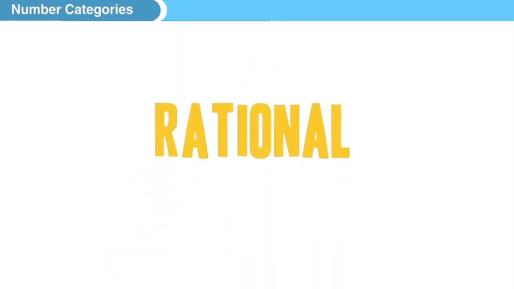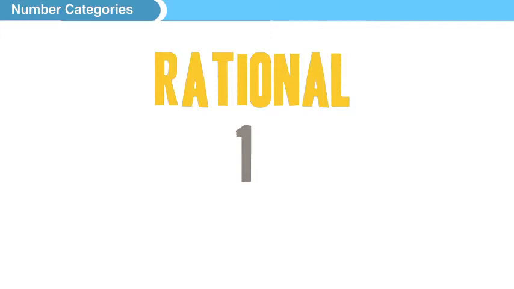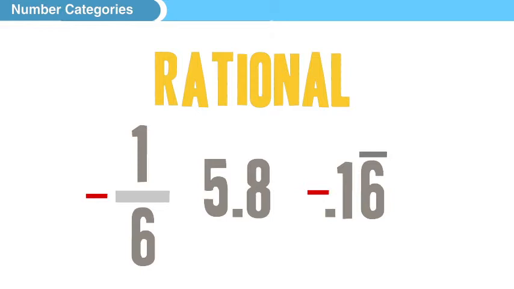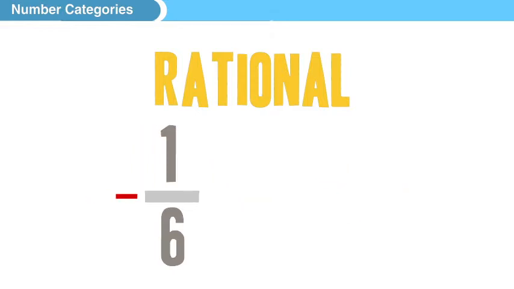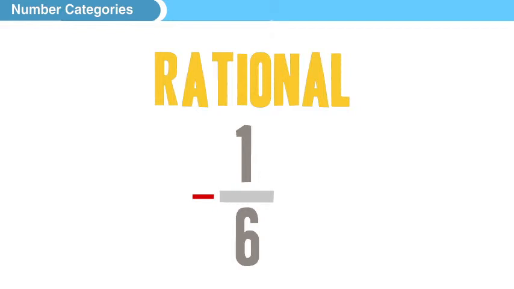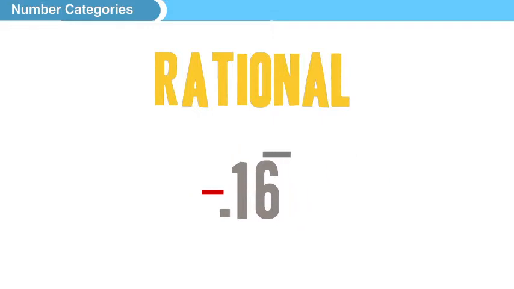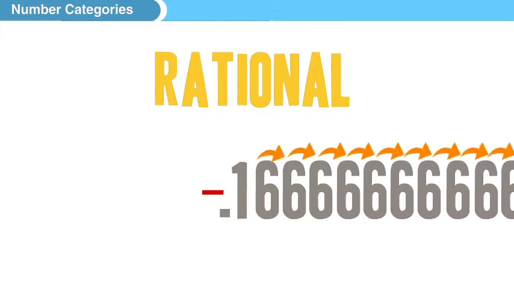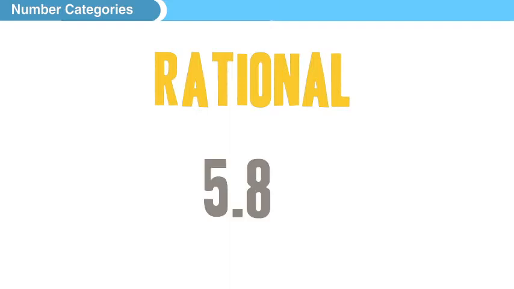Next up, rational numbers. Rational numbers can be expressed as a fraction, or terminating or repeating decimal. So you have a number like -1/6. It's expressed as a fraction. It's a rational number. Or, if you look at it another way, -0.16 repeating. It's a decimal that repeats. It goes on forever, but it repeats. So it's a rational number. Also, 5.8. That's a decimal that terminates, or does not go on forever, so it's a rational number.